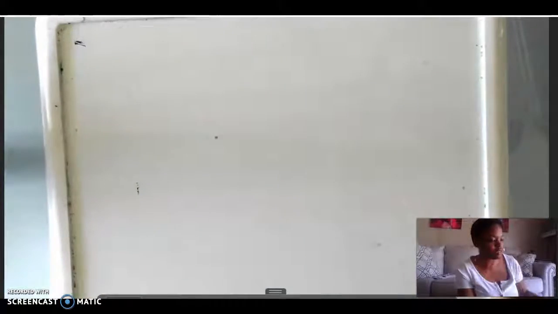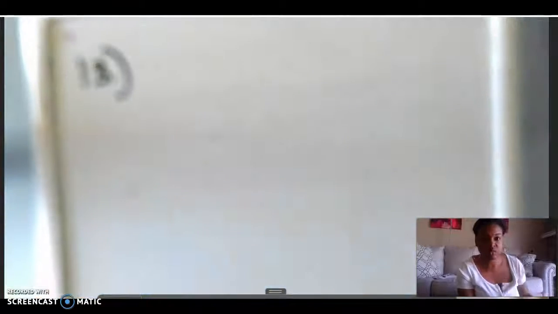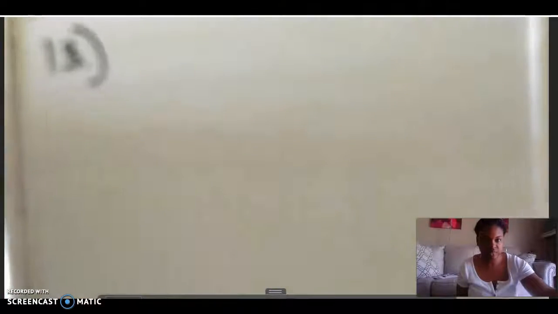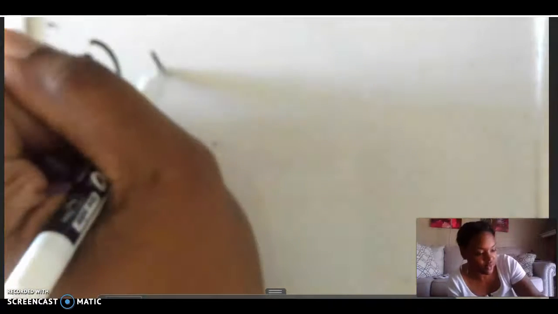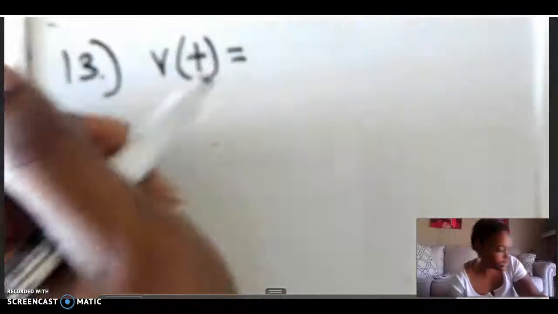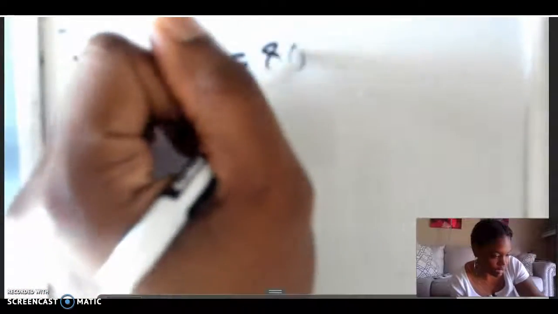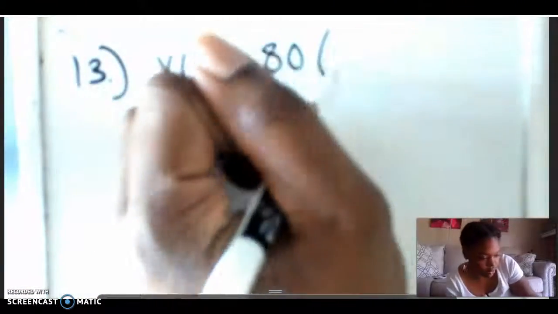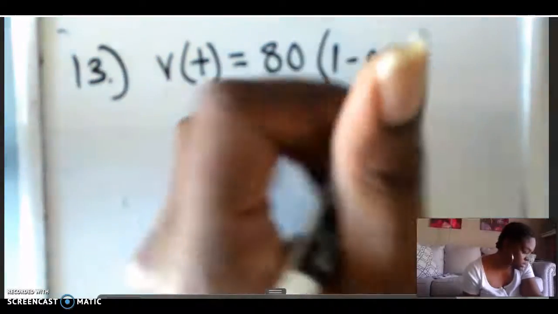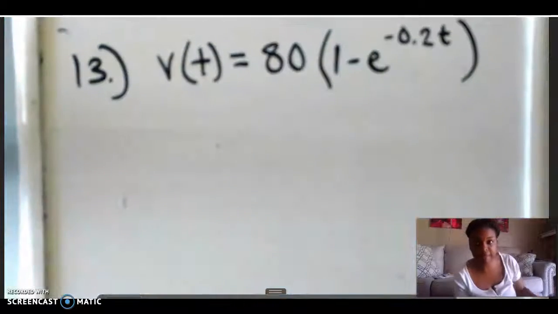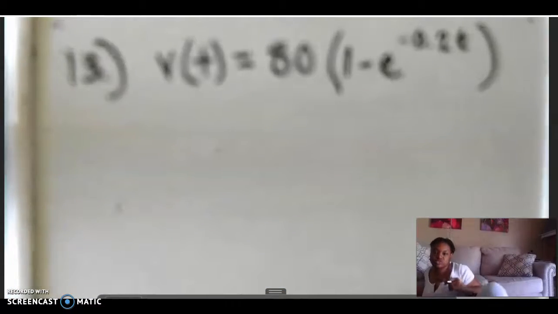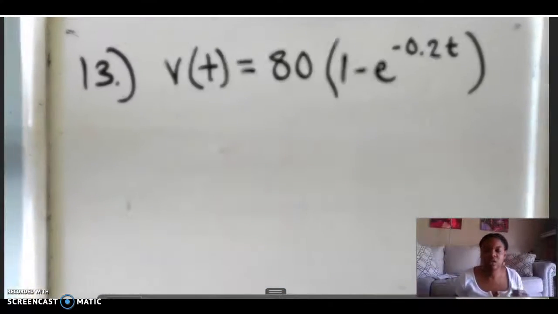Alright, let's move on to the second problem, number 13. In the second problem, hold on, let me get it to focus a little more. Okay, in the second problem, they give us that the velocity is represented by the equation v of t equals 80 times 1 minus e with an exponent of negative 0.2t. So this is the formula that they give us.